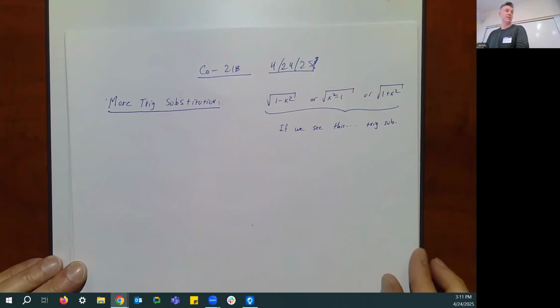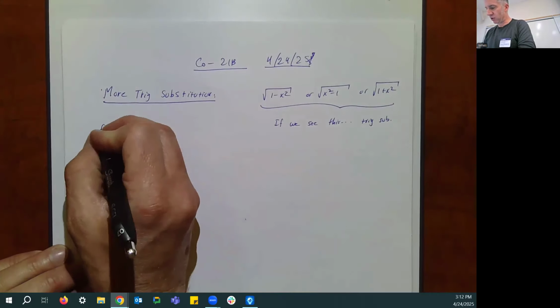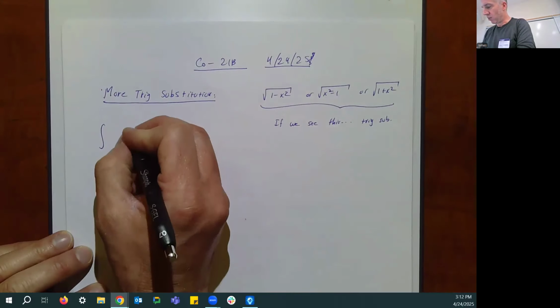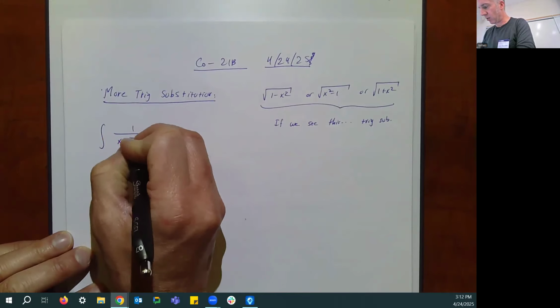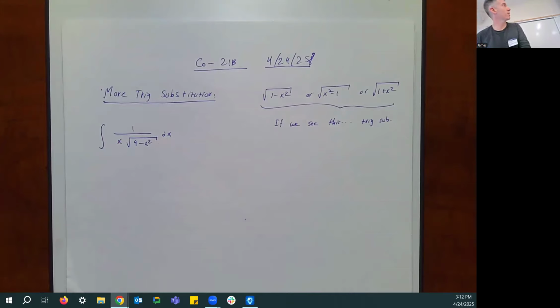Okay, so let's look at some examples. Let's say we have the integral of, sure, how about 1 over x times the square root of 9 minus x squared. So first of all, the 1 was kind of a red herring. It doesn't have to be a 1 minus x squared or x squared minus 1 or 1 plus x squared. It can actually be any constant minus x squared or plus x squared or that x squared minus it.